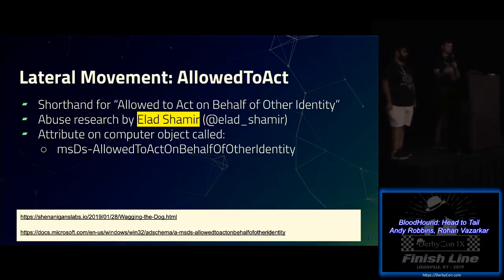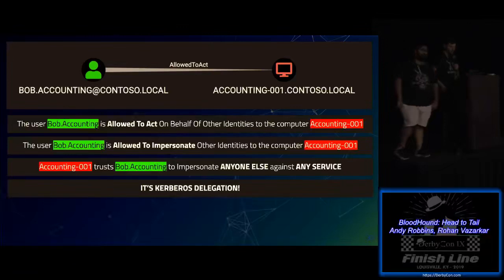Allowed to act. This is shorthand for allowed to act on behalf of other identity. Clear as mud, right? So this is based on original abuse research by Elad Shamir. There's his Twitter handle right there. And then this research that Elad put out was made practically abusable by Will Schroeder using Rubeus. So this comes from an attribute on the LDAP object, and the name of that attribute is msDS-AllowedToActOnBehalfOfOtherIdentity. Everybody got it? All right. There are some resource links at the bottom as well, and the deck is obviously going to be available after the talk.